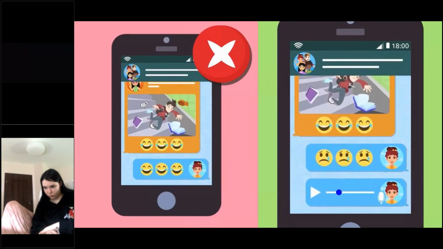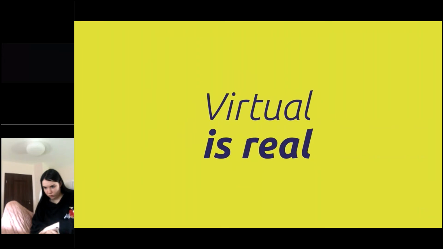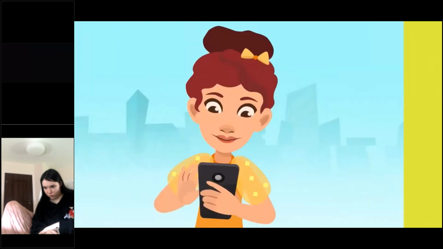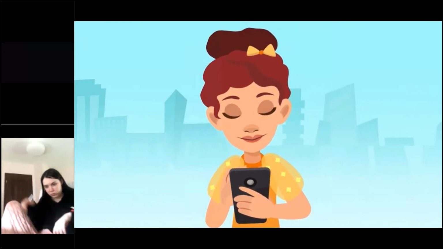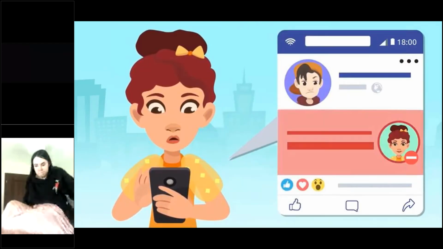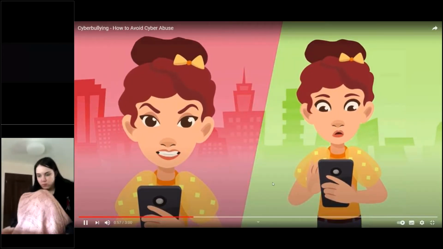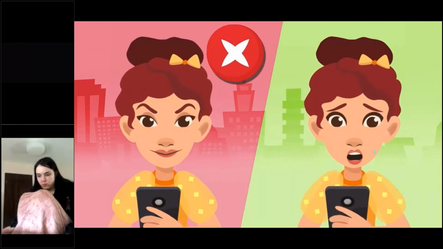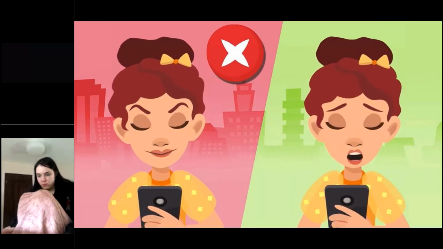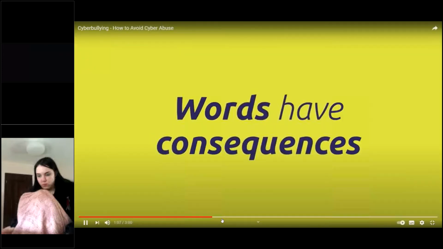Hey guys, that's not funny. Why don't we delete the photo? Virtual is real. In a chat with a friend, as a joke, you use a not so nice word and your friend gets upset. What's your reaction? He is overreacting. He should have a laugh. I should put myself in his shoes. I know that it was a mistake, and I'll say sorry. Words have consequences.